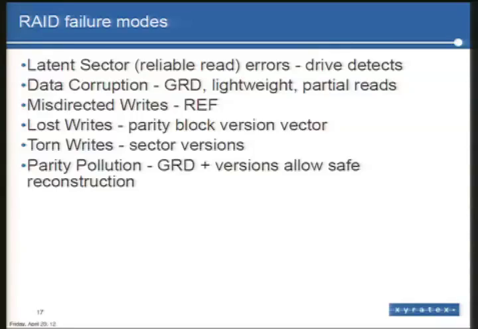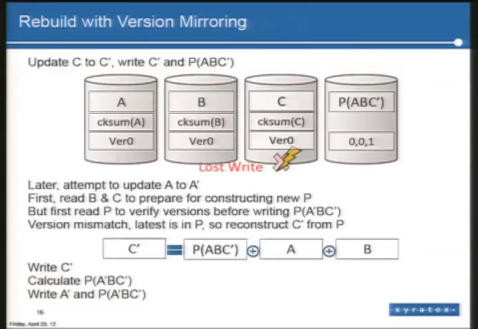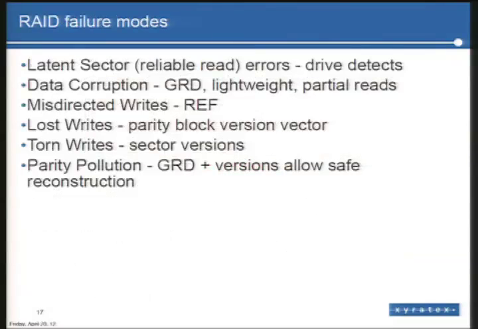For misdirected writes, you have the ref field again in the T10 standard, so that protects against the data being sent to the wrong spot. For lost writes, just like this, we've stored the version vector, so we can see any block that gets lost. We can reconstruct it as we're doing these reads.